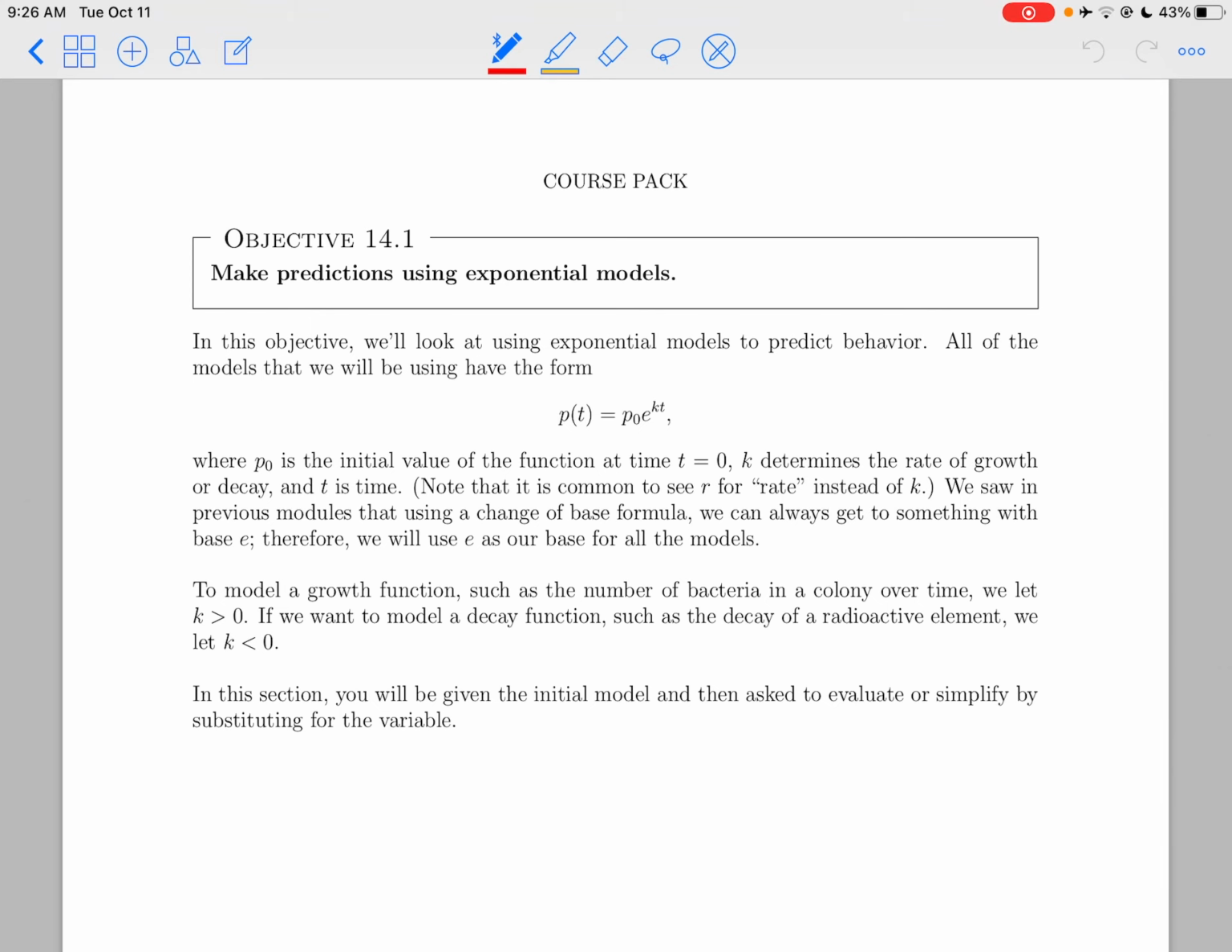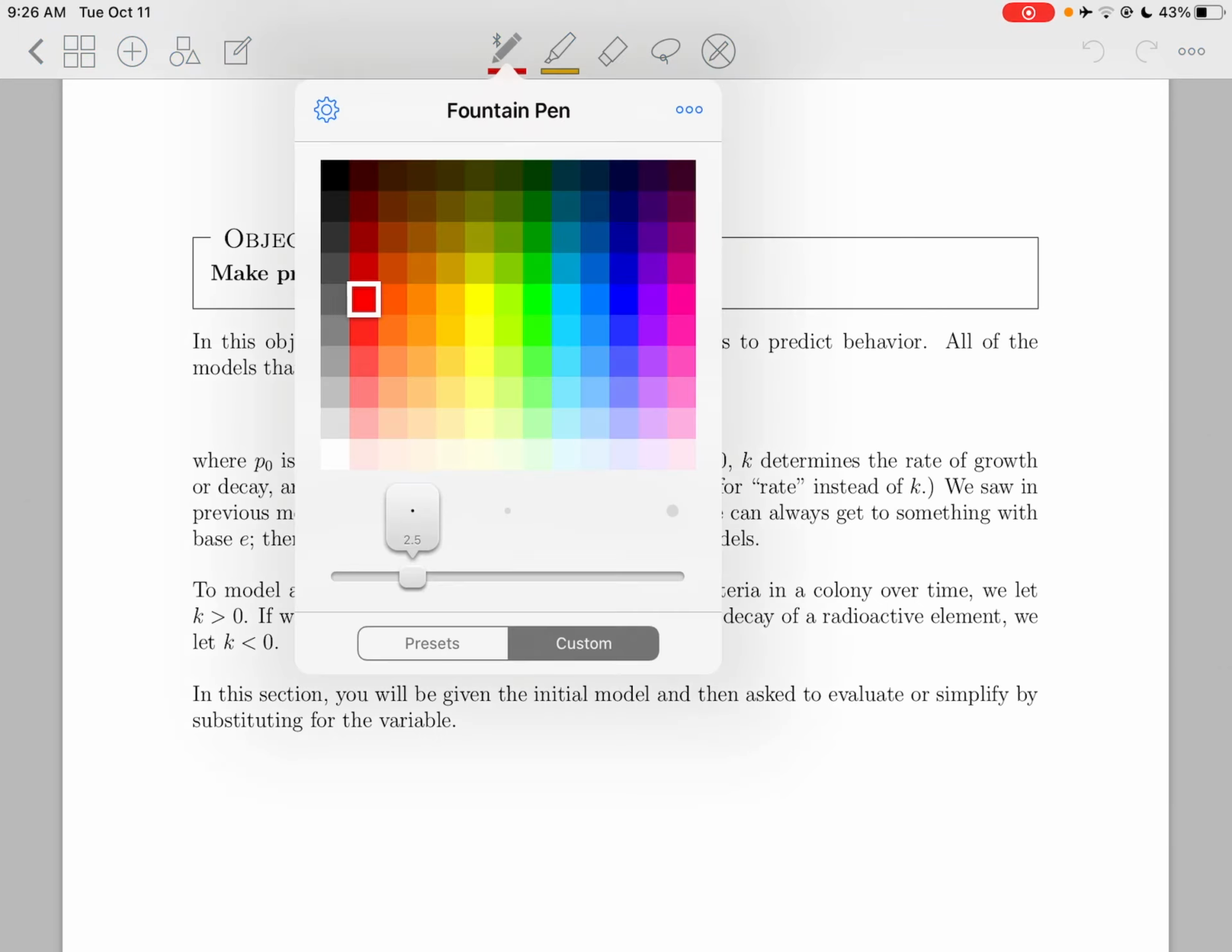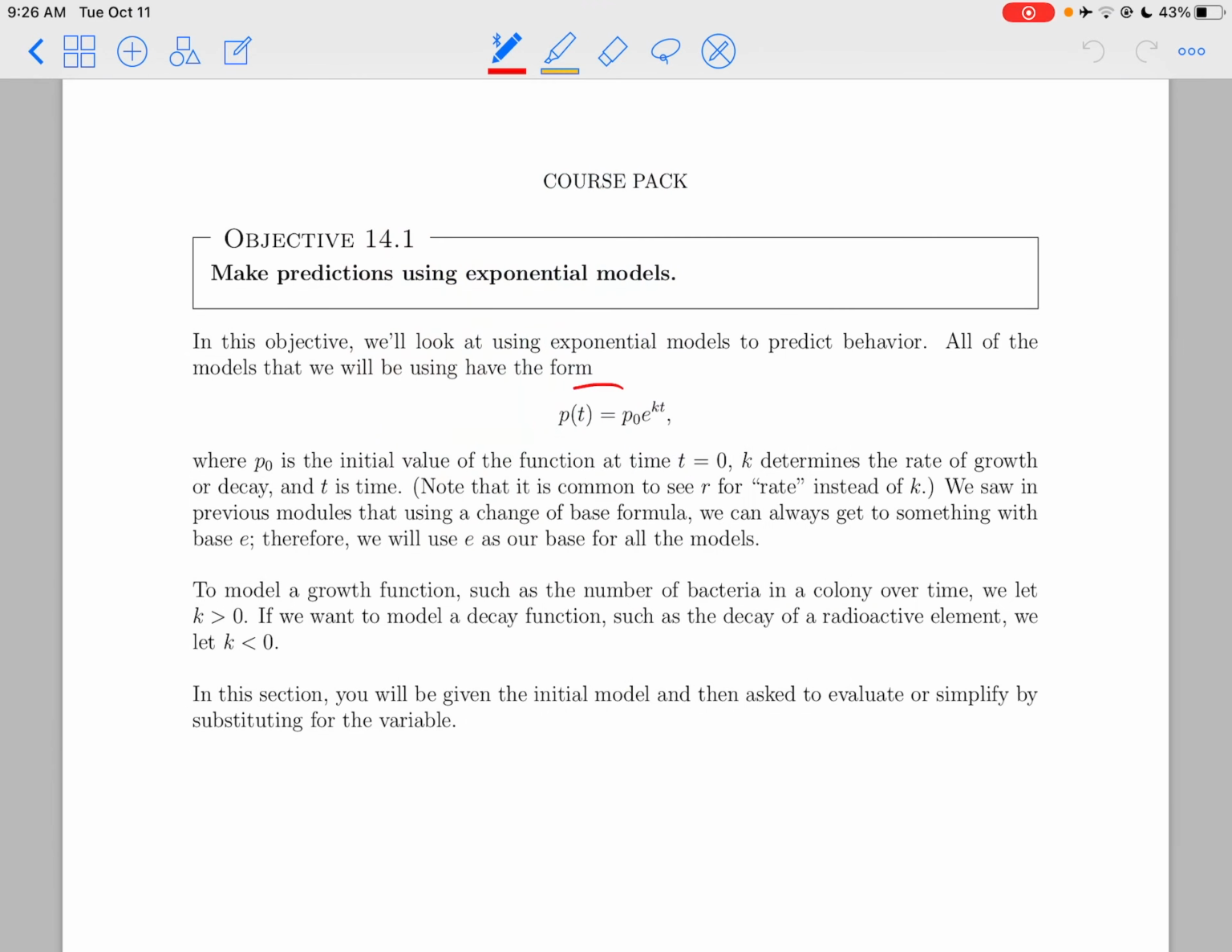But what I want to look at first is these exponential models. So let's say I have a function of this form here. P of t is equal to p0 e to the kt. What this does is it tells me at time t how much, or whatever the value of my function is, at that particular time.